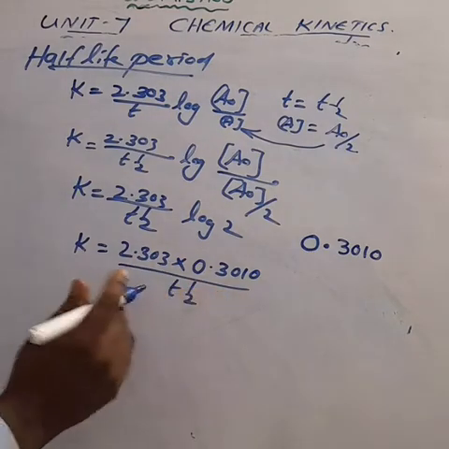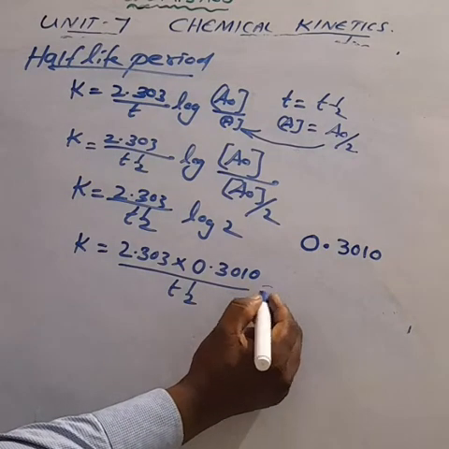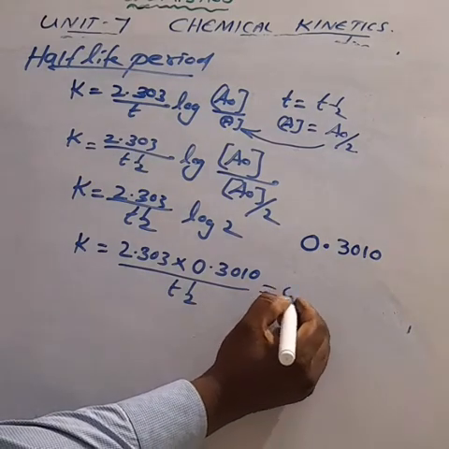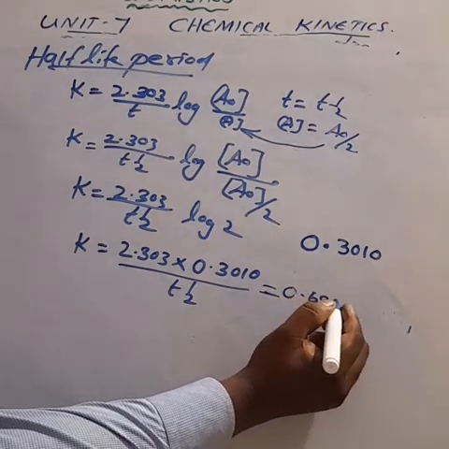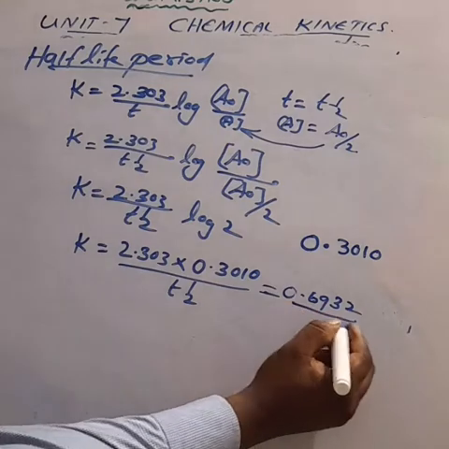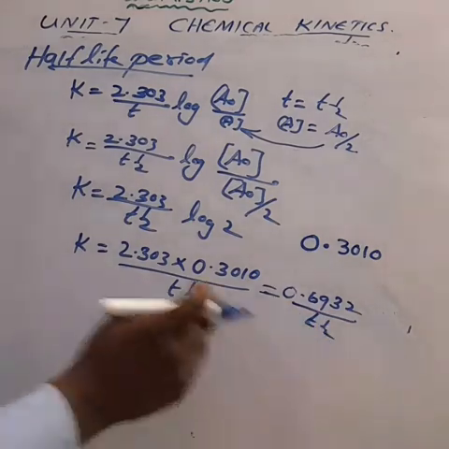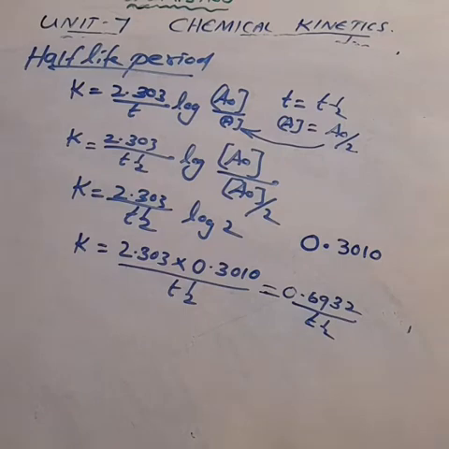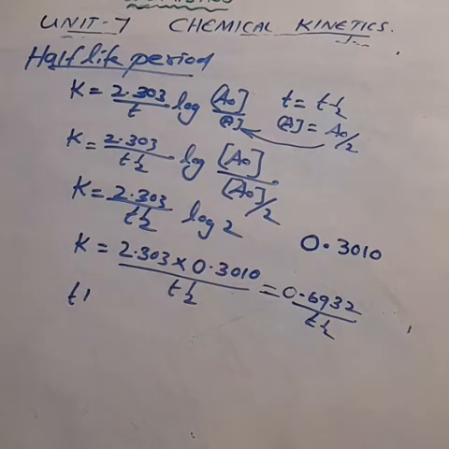2.303 into 0.3010, just multiplying, we get the value about 0.6932. So K is 0.6932 divided by T half. Next we can calculate the half-life period for the zero order reaction.